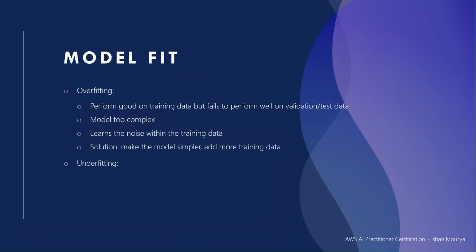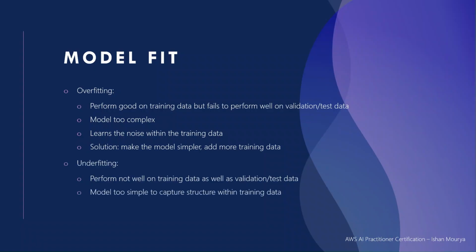Next is underfitting. Underfitting is when the model is not able to perform well on the validation and test data as well as the training data. So it does not even perform well on the training data. Why this happens is the model is not able to capture details within your training data. It fails to learn the patterns within your training data. This happens when your model is too simple. It's not able to find a proper relation within your data.